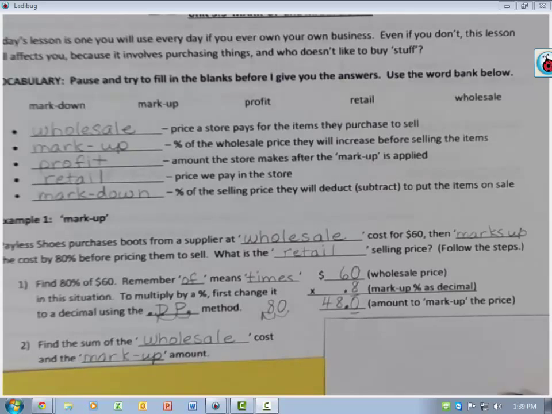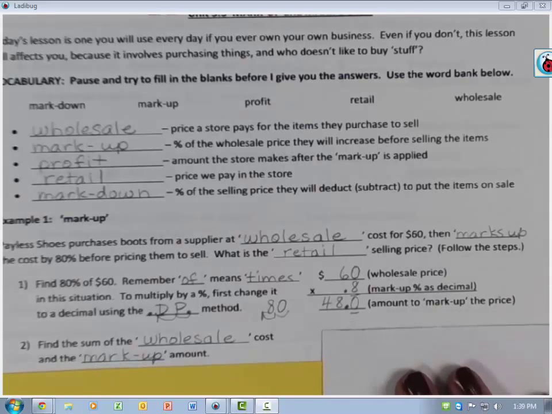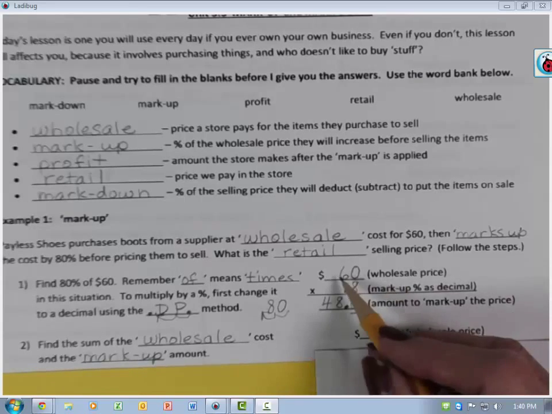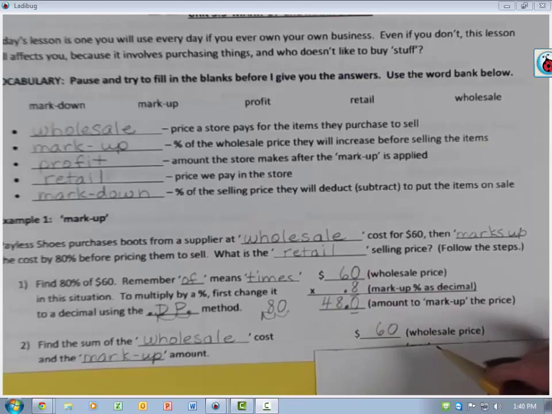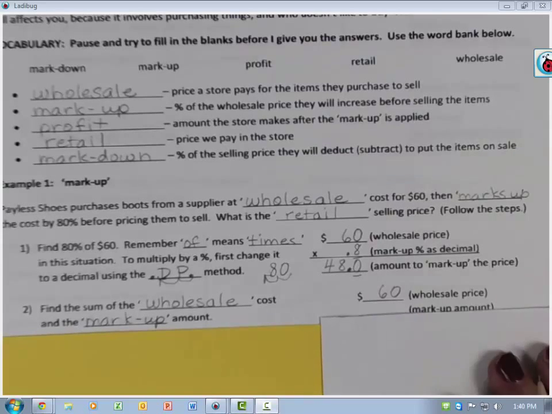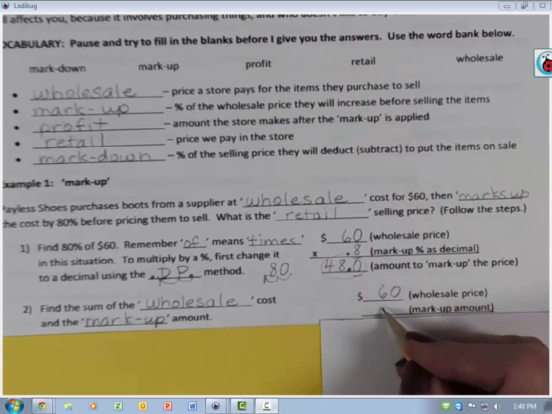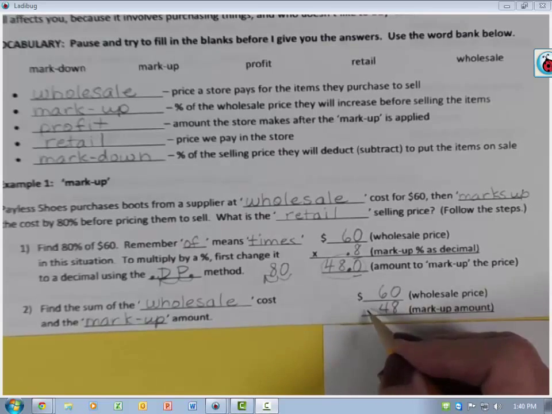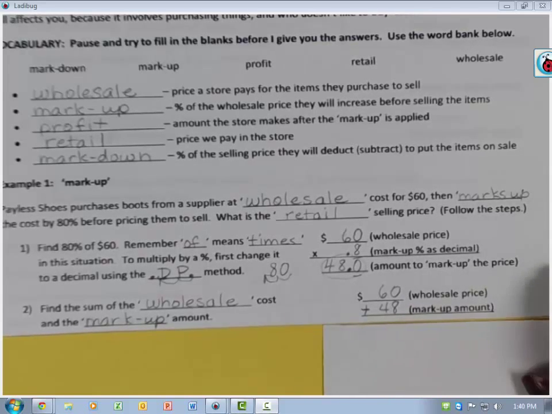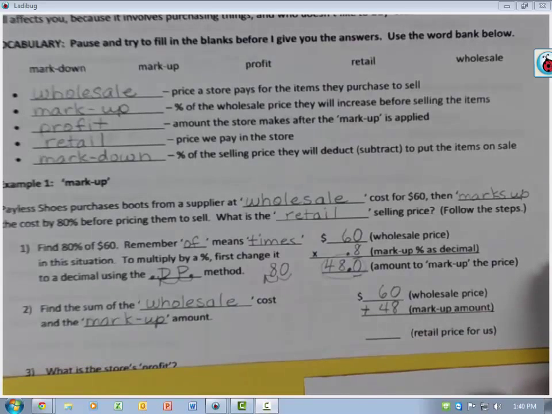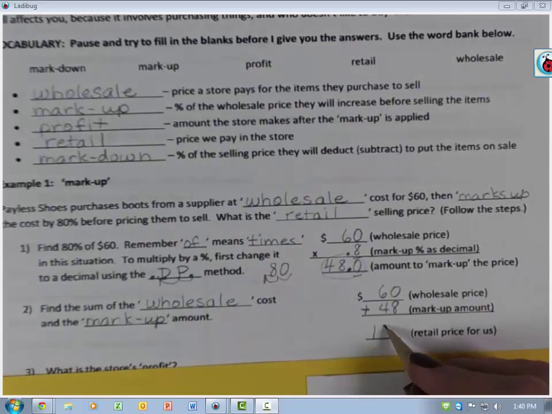Next, we're going to find the wholesale cost and the markup amount. Does sum mean add, subtract, multiply, or divide? I hope you know that means add. So the wholesale price, remember, right back up here, is $60. The markup amount that we found here is $48. And so since sum means add, we have to add those two together. And then the retail price for us, when we go to the store to buy those boots, is $108.